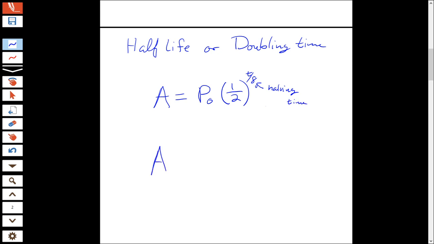Likewise, doubling time would be P sub 0 times 2 to the t over h, and that is where h is equal to the doubling time.